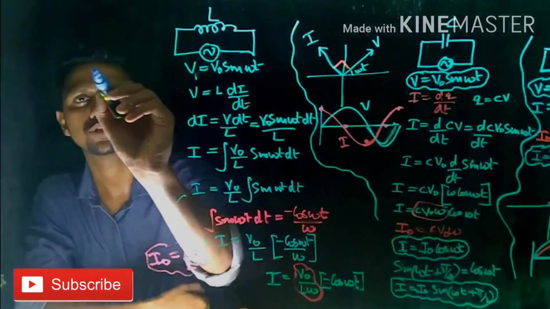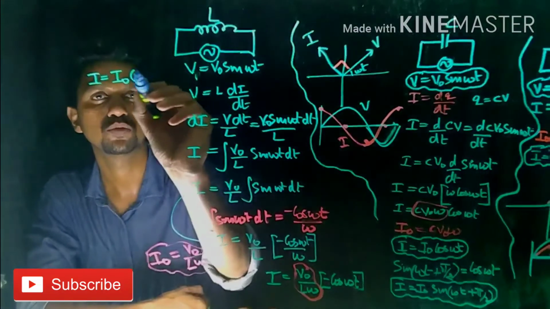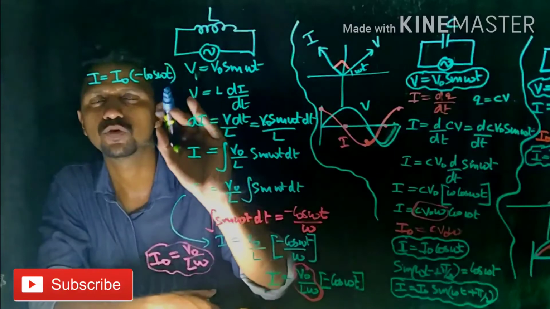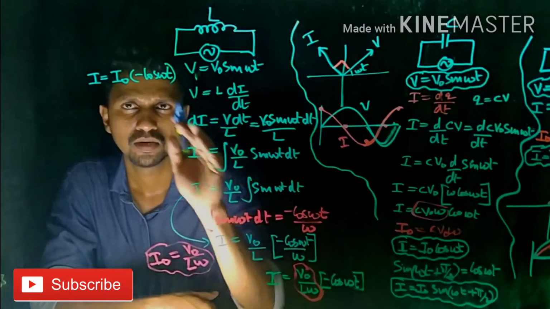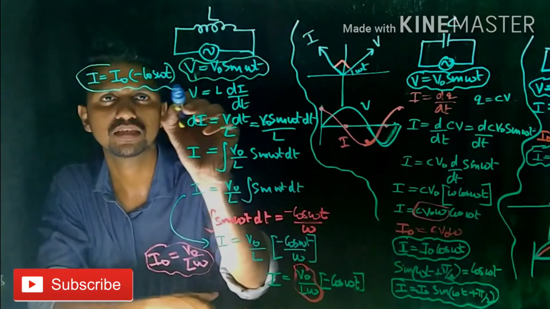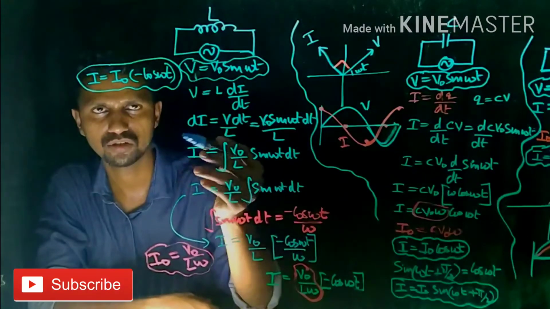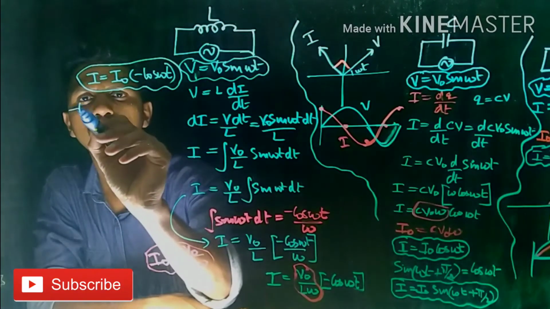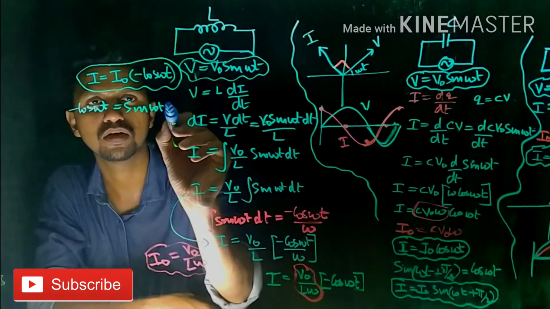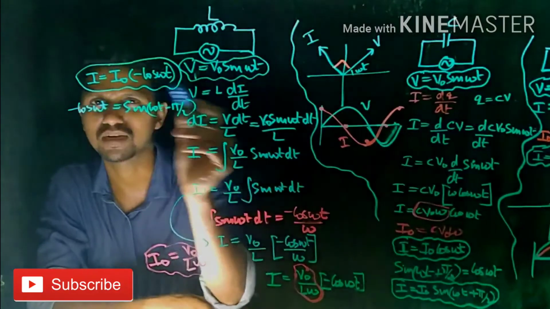Therefore, I could write the equation for current as I = I0 into minus cos omega t. Why am I retaining this minus cos omega t? It's for drawing the phasor diagram. By having an equation for voltage like this and an equation for current like this, can I draw the phasor diagram? No, we should convert this into a sine function. Therefore, minus cos omega t is equal to sin(omega t minus pi by 2). If you are thorough with trigonometry, there's a relation like this.